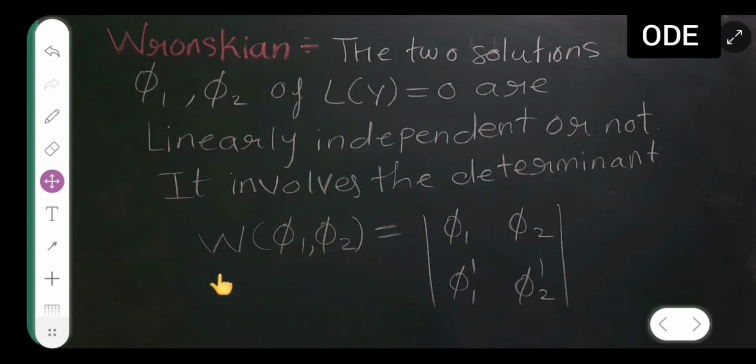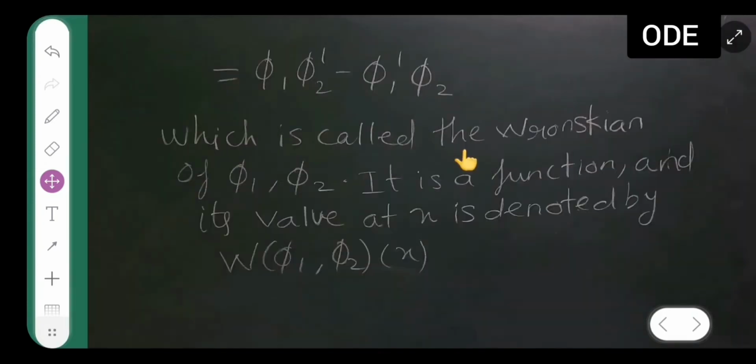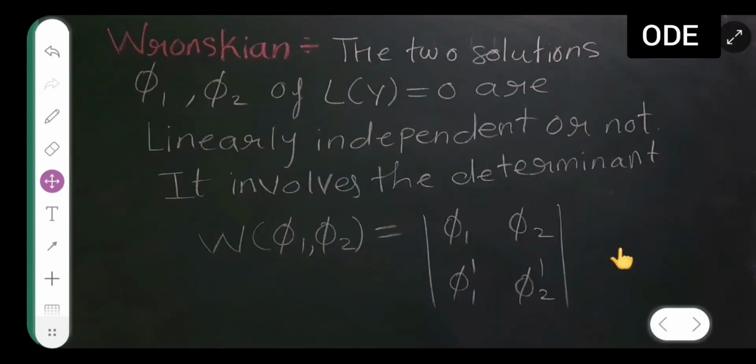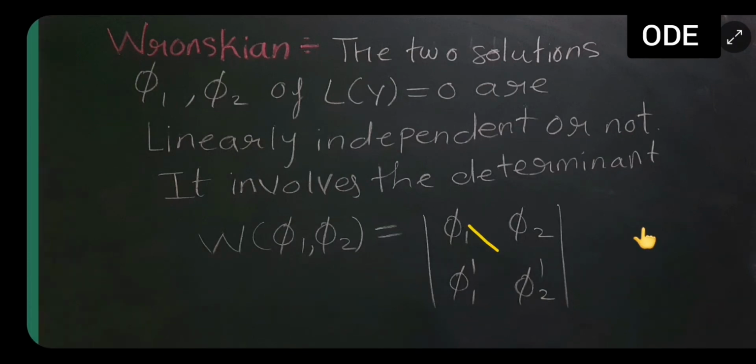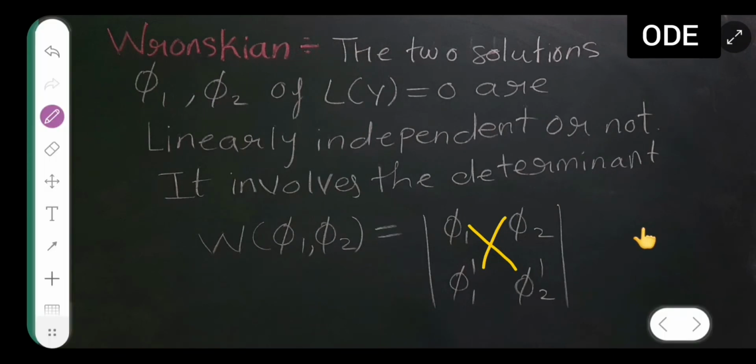Now this Wronskian is denoted like this. Wronskian of phi1 comma phi2 is equal to the determinant of phi1, phi2, phi1 dash, phi2 dash. Continuing on the next page, it is phi1 into phi2 dash minus phi1 dash into phi2. So what we have to do over here is cross multiplication, this into this, this into this.